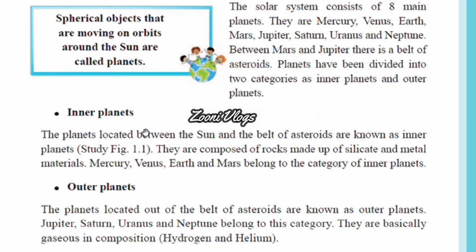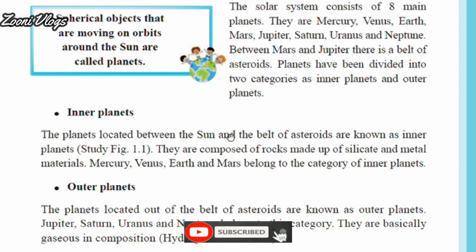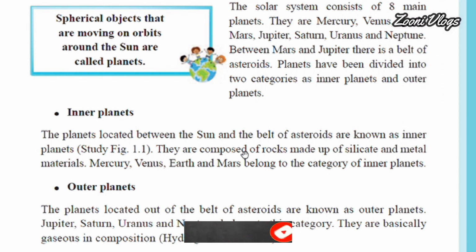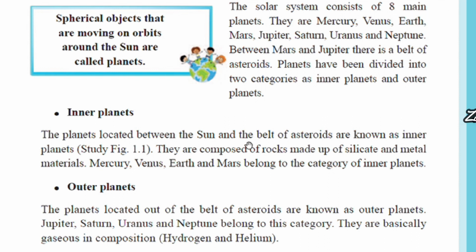The planets located between the sun and the belt of asteroids are known as inner planets. When you are explaining these things, you have to explain them like this. They are composed of rocks made up of silicate and metal materials. So the inner planets are made of silicate and metal materials.